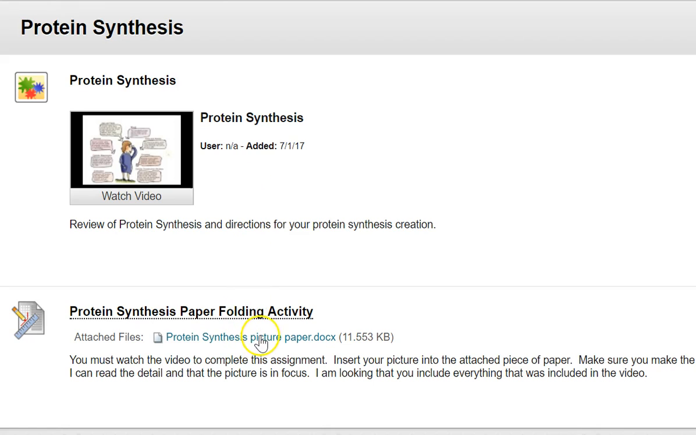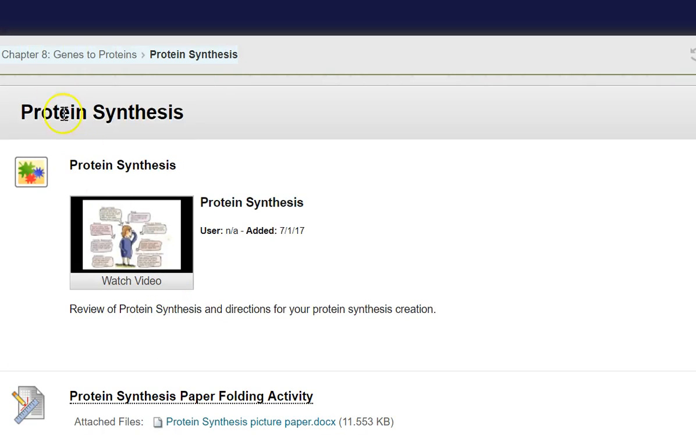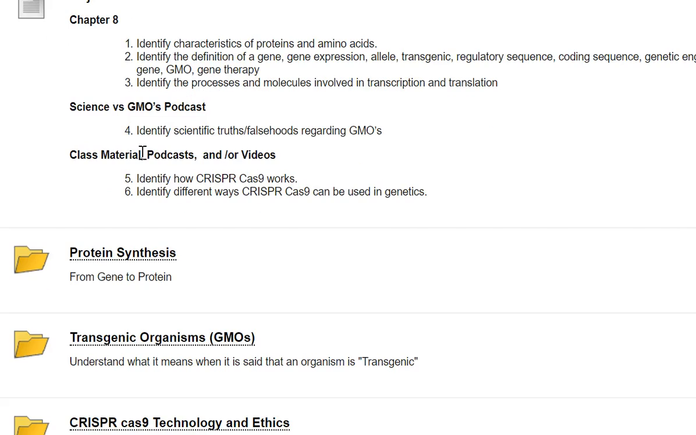So all that's here is a blank piece of paper. So you're going to take a blank piece of paper, you're going to fold it the way I tell you in the video. You're going to go through all the steps I go through in the video, and then you're going to take a picture of that, or you're going to scan it, and then you're going to insert that picture. And again, it needs to be big enough that I can see the parts, and it needs to be in focus. You're going to insert that picture on this piece of paper and then submit this piece of paper to this assignment link. So that's on protein synthesis. That's one thing you'll do for this mission, mission 5.